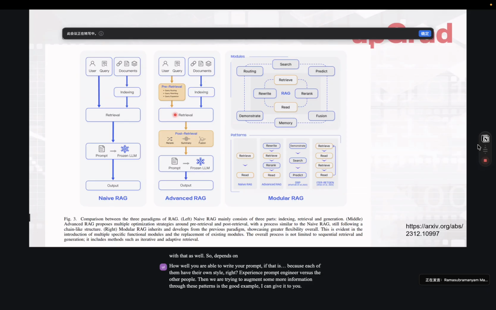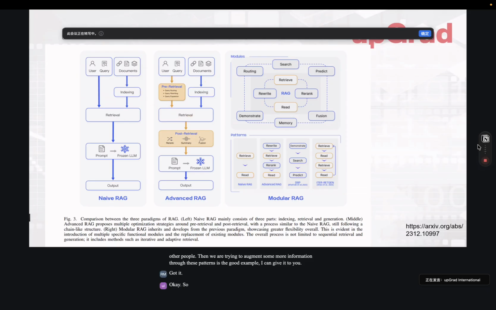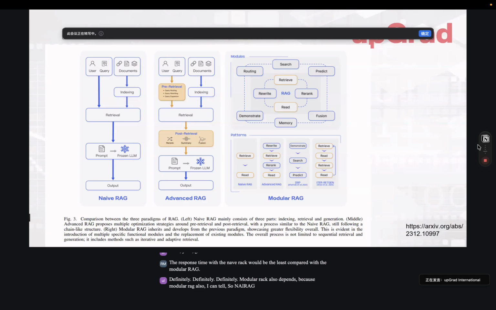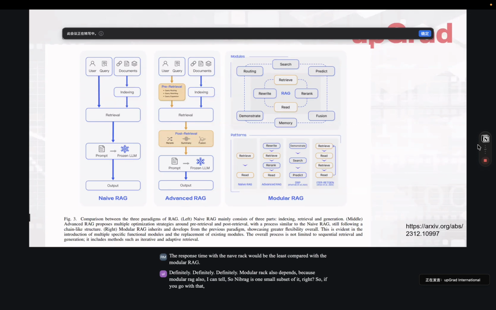Got it. Okay. So any further questions before we go for a short break? Yeah. So Prof, the response time with the naive RAG would be the least compared with the modular RAG? Definitely. Modular RAG also depends, because in modular RAG I can tell naive RAG is one small subset of it, right? So if you are going with any of these retrieval, re-rank or rewrite, definitely it will take a little more time.